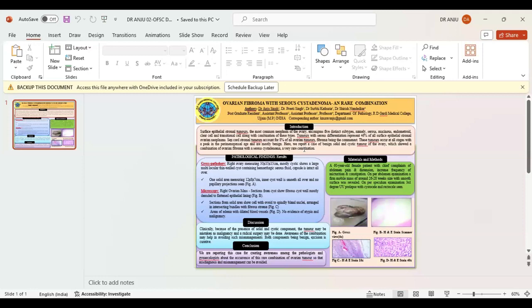My poster is on ovarian fibroma with serous cystadenoma, a rare combination.